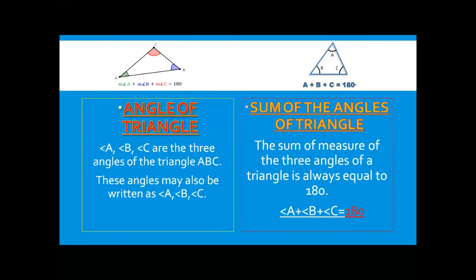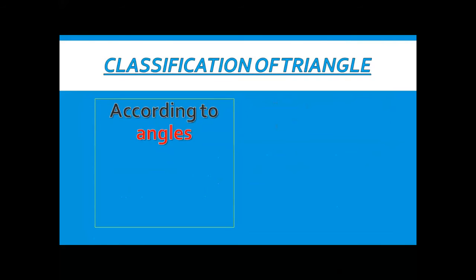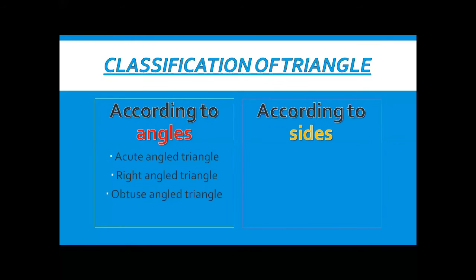Okay. Now, classification of triangle. We can classify triangles into two parts. First one is according to angles. According to angle, we have three types of triangles: acute angle triangle, right angle triangle, and obtuse angle triangle. Now the second part is according to sides. According to sides, we have three types of triangle.